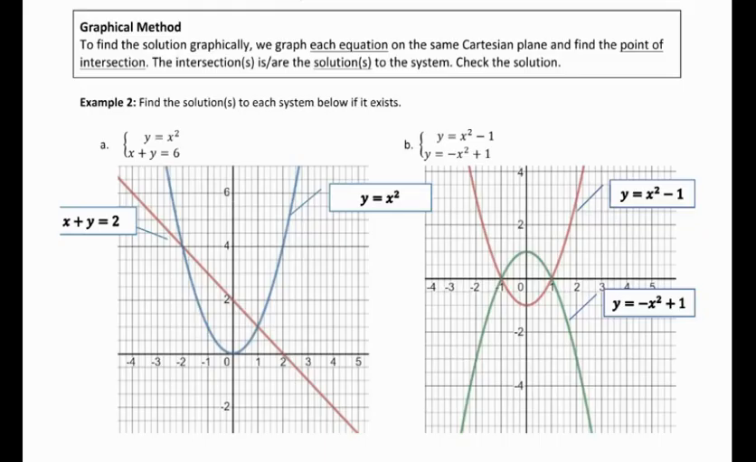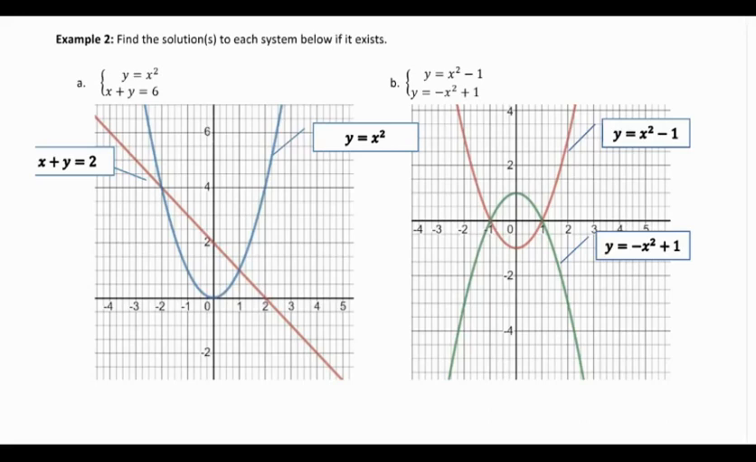For the graphical method, to find the solution, we need to graph each equation on the same Cartesian plane and find the point of intersection. The intersection or intersections are the solutions to the system. Once we find them, we need to check them. So for example 1, where my lines are intersecting, that's going to be my solution. They're intersecting here.